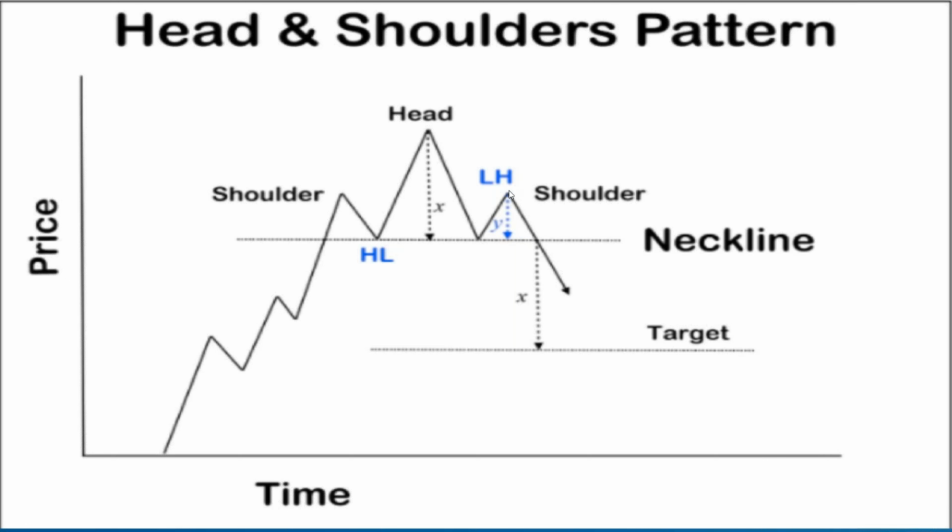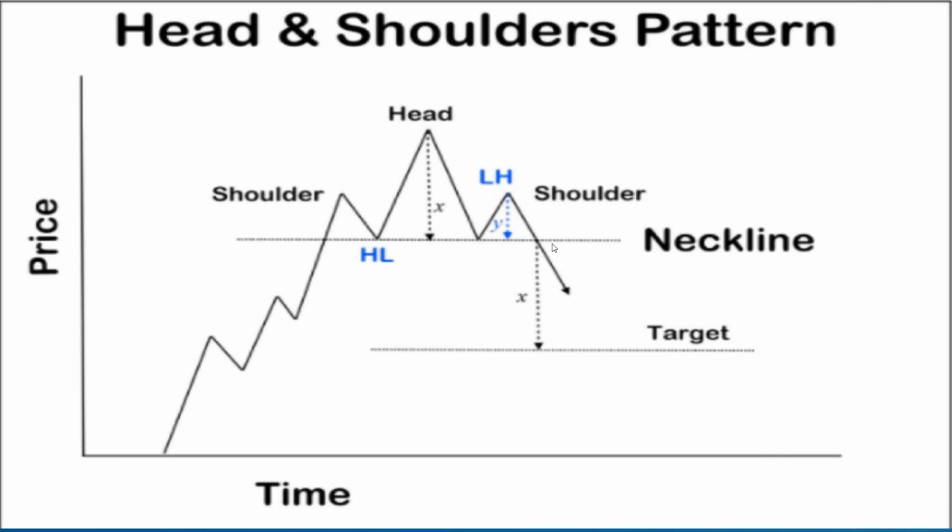And then we move up, and this time we make a lower high. We couldn't break this high. We couldn't make a higher high. So now this is not an uptrend anymore. And actually we go down again. So now we have this neckline. You can see it. You can draw it yourself between the shoulders and the head.